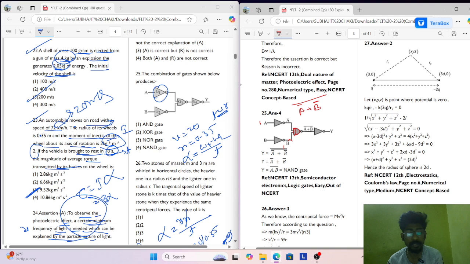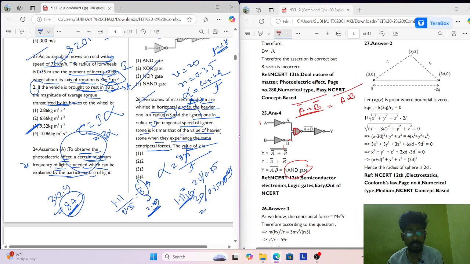Two stones of masses M and 3M are welded in a horizontal circle. The heavier one has the radius R by 3. Okay, this is the radius R by 3. The lighter one has the radius R, so this will be R. The tangential speed of the lighter stone is K times that of the heavier stone when they experience the same centripetal force. The value of K?